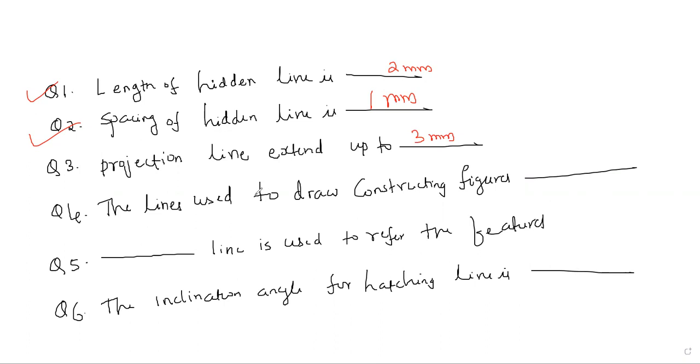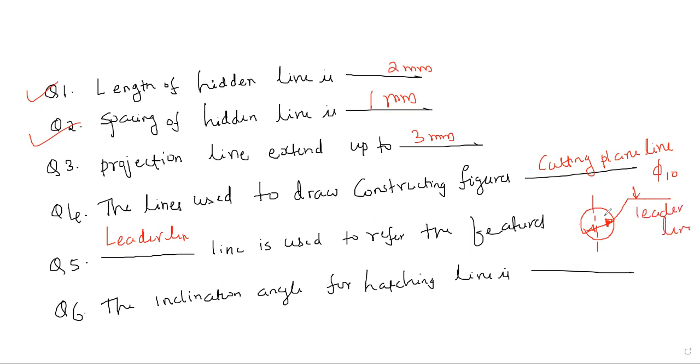What is the type of line used for the construction of the figure? Please identify the right answer. It is known as the cutting plane line. The cutting plane line is mainly used for the construction of figures. A line used to refer to features is the leader line. Sometimes you may have seen it like this, in dimensioning. In textbooks you might have seen it like this, meaning the diameter is 10 millimeter. This type of line is known as the leader line, so you are specifying that particular feature.